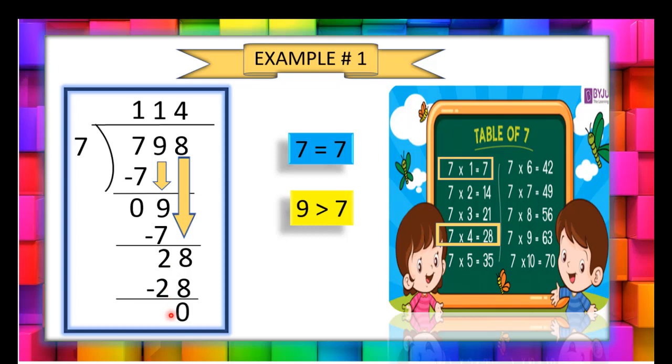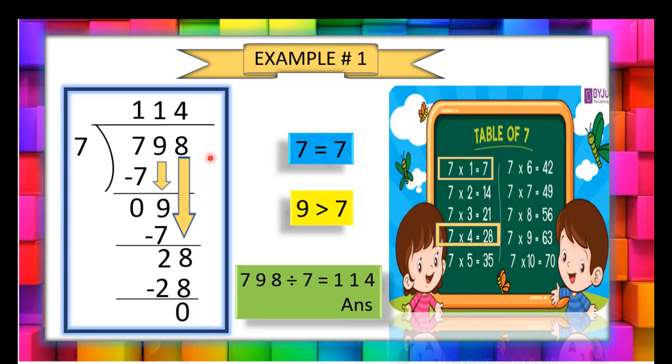Okay, as you can see here, 0 is less than 7 and there is no more digit for bringing down. So it means that the division is finished here and the quotient is 114. So it means when we will divide 798 by 7 we will get the answer 114.